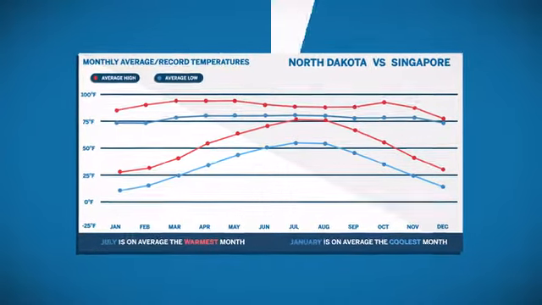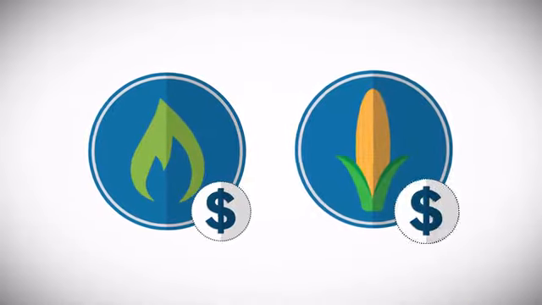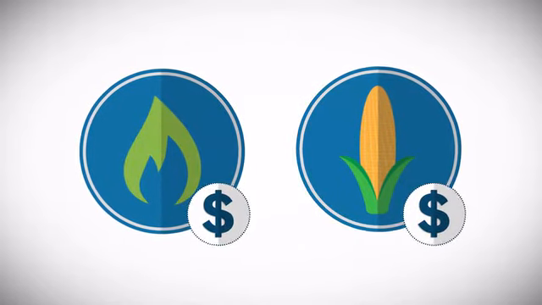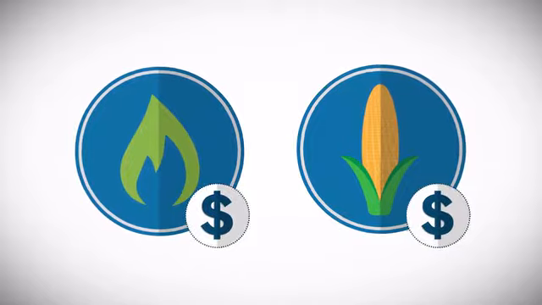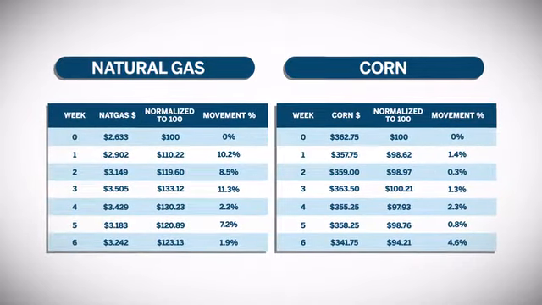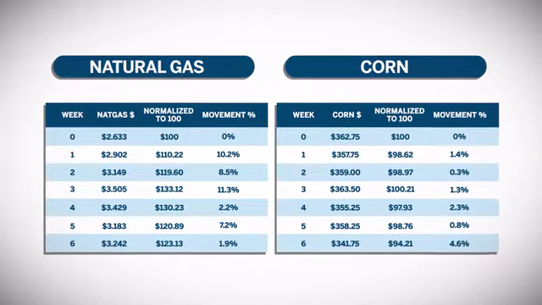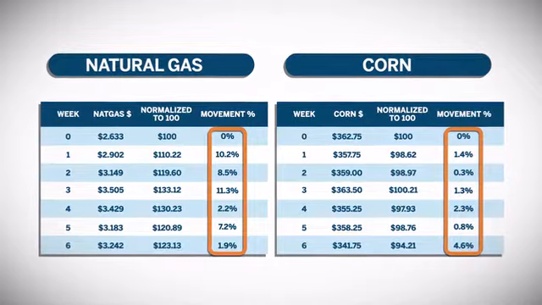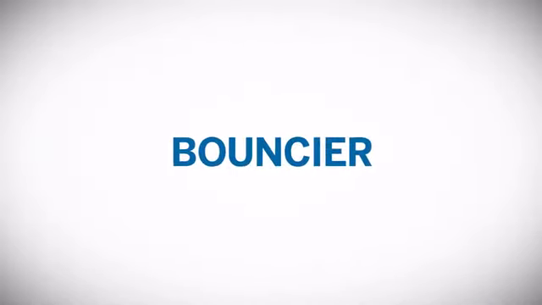Another example could be natural gas prices compared to corn prices. Even though corn and natural gas are very different assets, the bounciness of their respective prices can be compared. If we look at example price changes in percentage terms for natural gas versus corn, we see the natural gas price change, whether up or down, is larger than the corn price change. Therefore, natural gas is bouncier than corn.